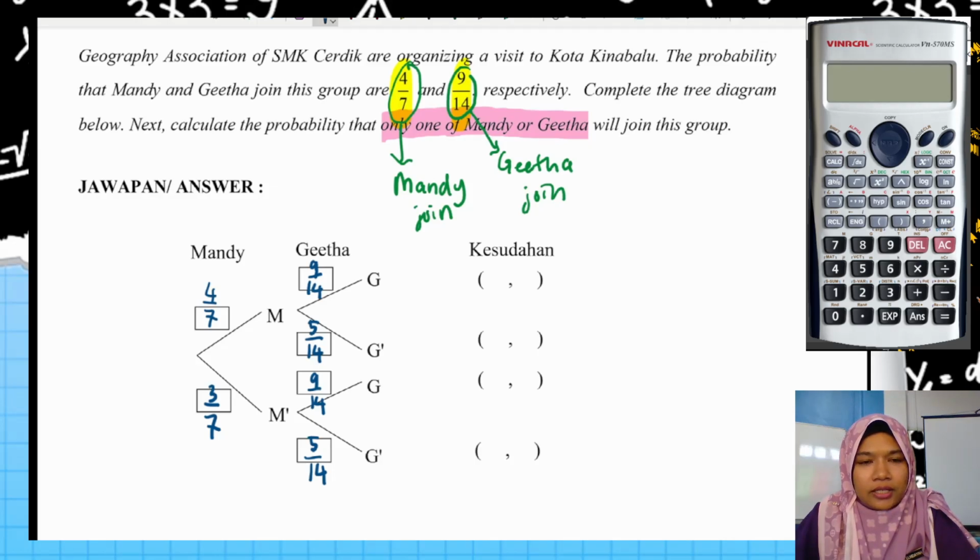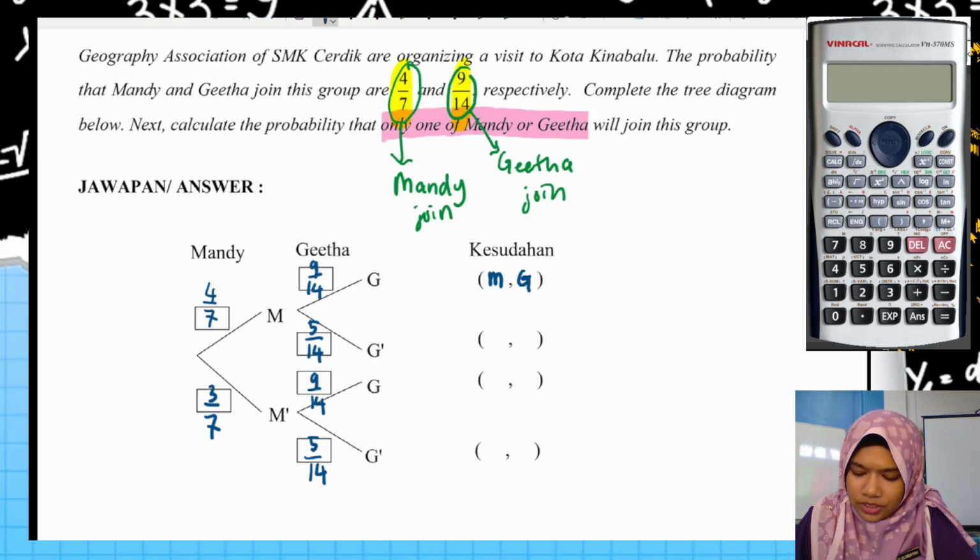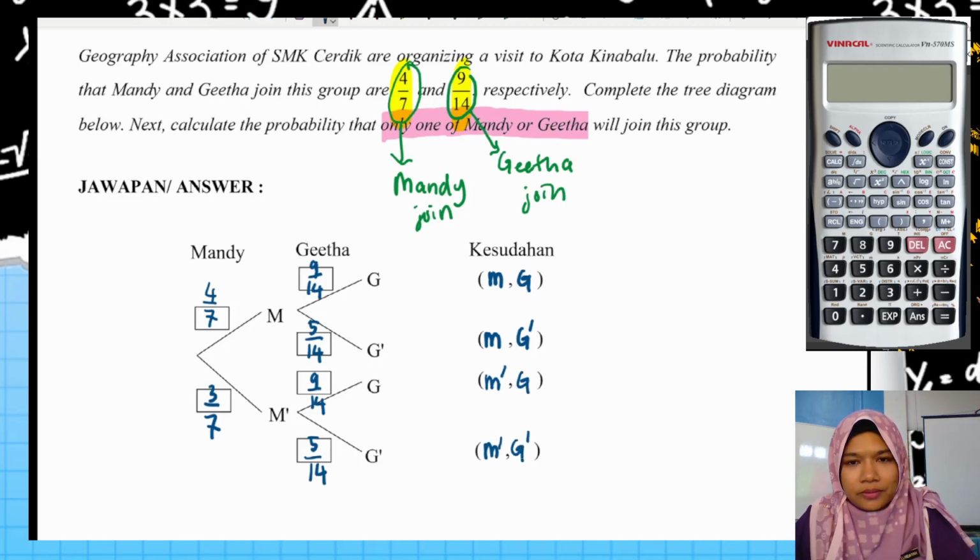Okay, the kesudahan. Kesudahannya ialah combine lah. You combine M, G. M, G complement. Mandy join, Gita not join. And then here is Mandy not join, Gita join. Ni dua-dua tak join. Right. So, yang kita nak kena calculate the probability that only one of Mandy or Gita, salah seorang.